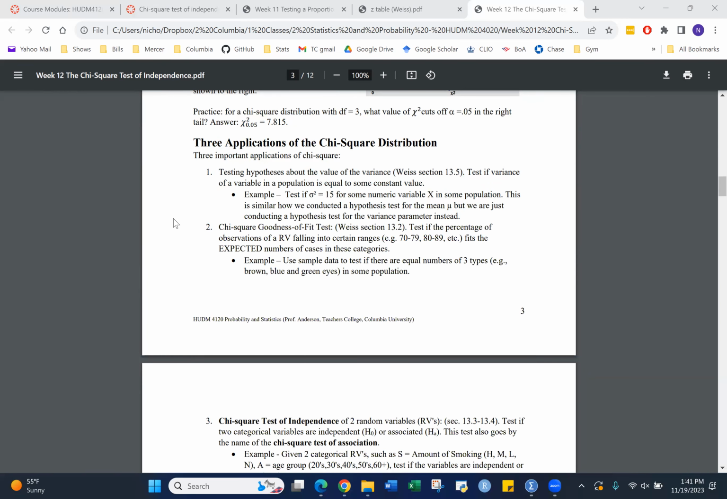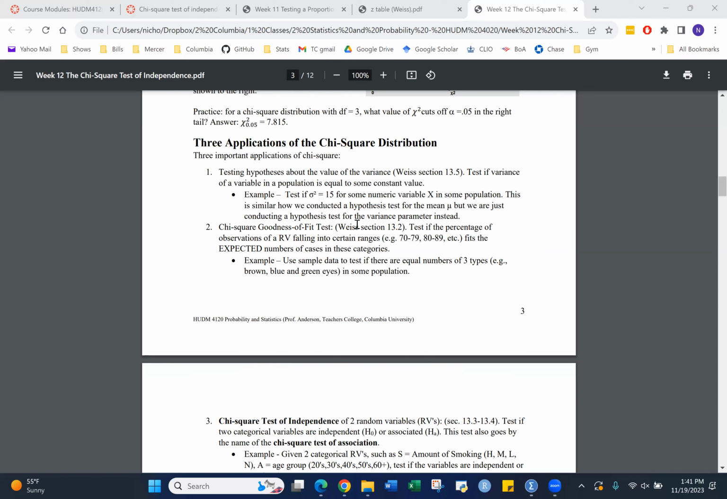Now, that's a little bit about the chi-square distribution. Let's talk about applications of the chi-square. There are really three main applications that you're going to see. The first one here is a test about the value of the variance. This is really not that useful. In fact, honestly, I don't know if I've ever done this out of a textbook in my 10 years of being a statistician. So what I would say is, you should be aware of it, but you're probably not going to use it.